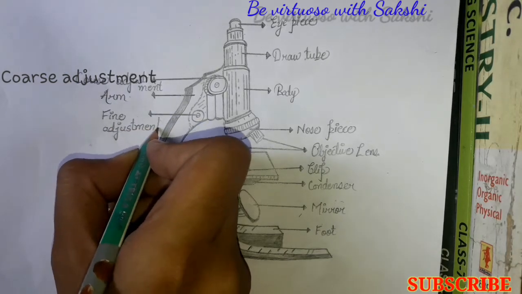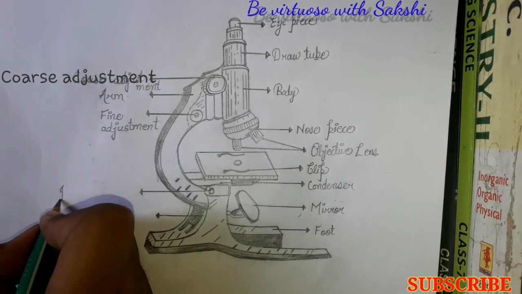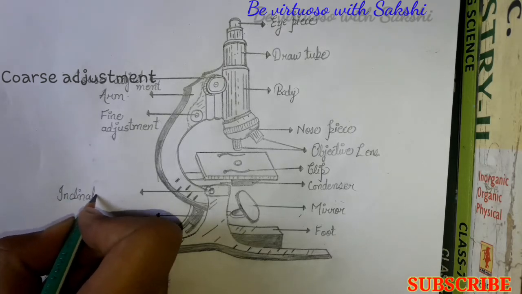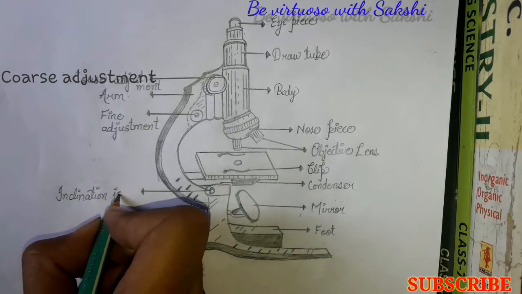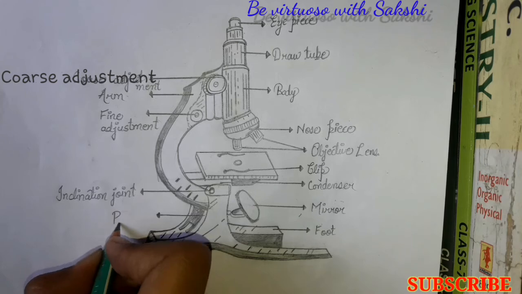The next one is inclination joint. This is pillar.